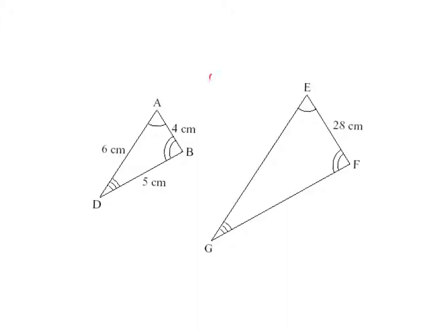Yep, that's going to be multiplying by 7. So take 5 times 7 and you get 35. Take 6 times 7 and you get 42. There are the two missing side lengths in the new figure.